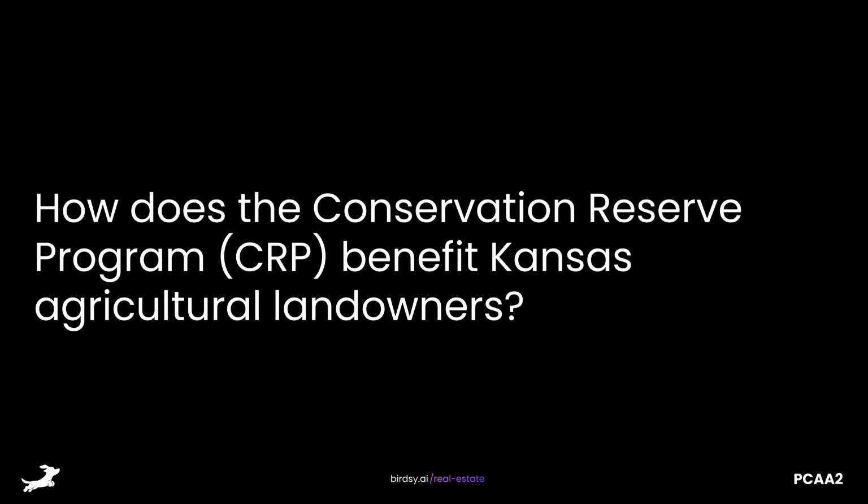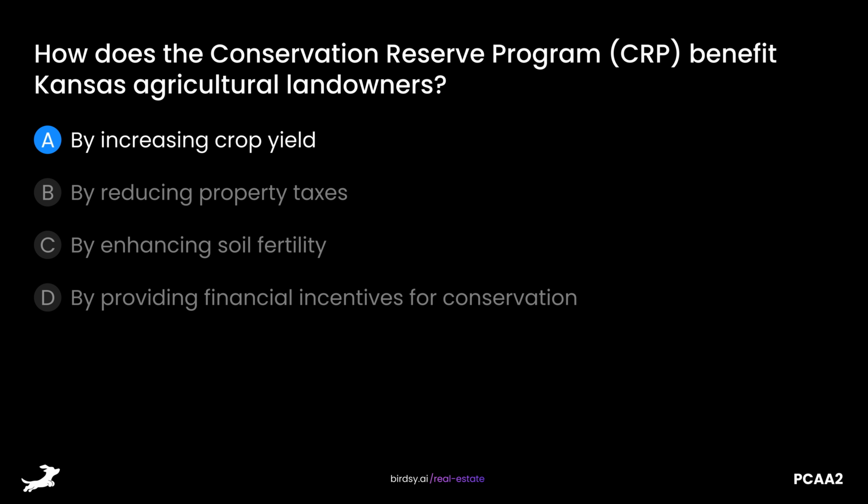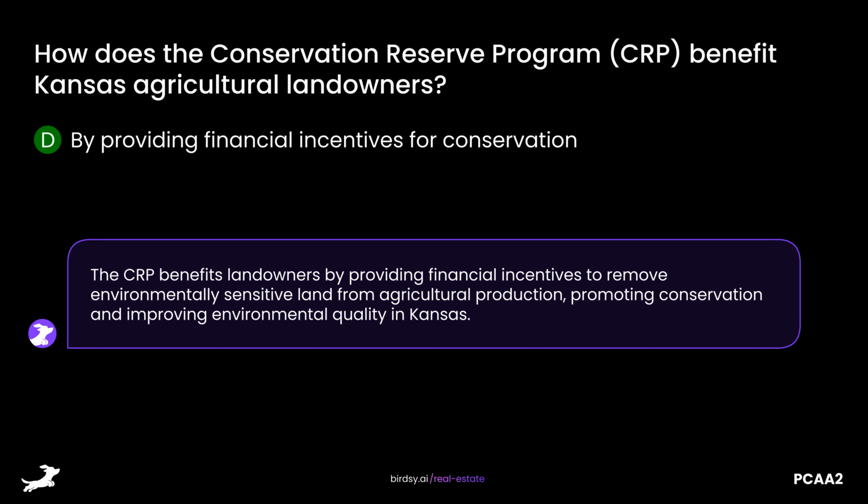How does the Conservation Reserve Program benefit Kansas agricultural landowners? Is it A, by increasing crop yield, B, by reducing property taxes, C, by enhancing soil fertility, or D, by providing financial incentives for conservation? The answer is D, by providing financial incentives for conservation. The CRP benefits landowners by providing financial incentives to remove environmentally sensitive land from agricultural production, promoting conservation and improving environmental quality in Kansas.